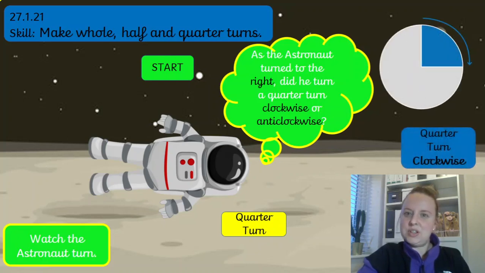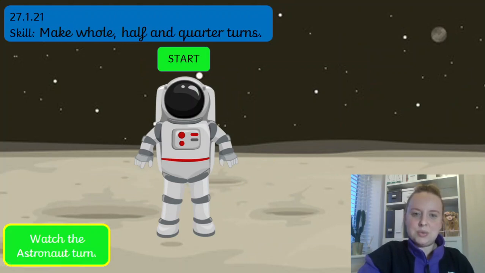Okay, have a look at the circle here in the corner. Can you see that just a quarter of the circle is shaded in a darker colour blue? This shows us a quarter of the circle. The astronaut turned a quarter turn clockwise. Can you see that he's lying on his side and he stopped spinning there? So he's turned a quarter turn. Okay, let's look at some more.